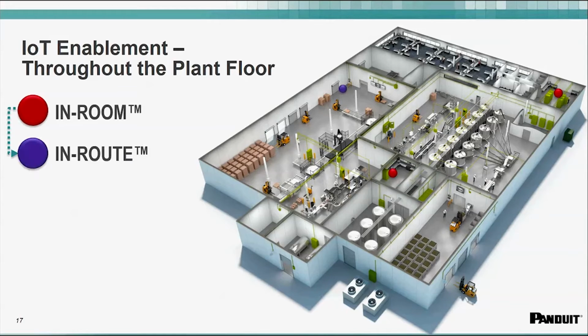The next in is in-route. This in includes products and solutions that distribute Ethernet throughout the plant floor. This includes Panduit backbone cabling and connectivity, pathways like WireGrid and J-hooks, as well as our industrial distribution frame, IDF, and network zone system. By following the previously shown reference architectures, traffic is optimized by keeping local traffic local.